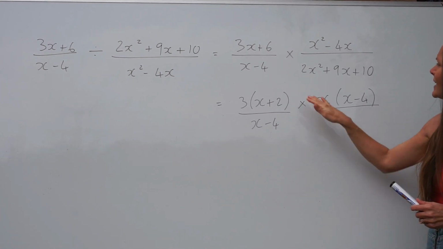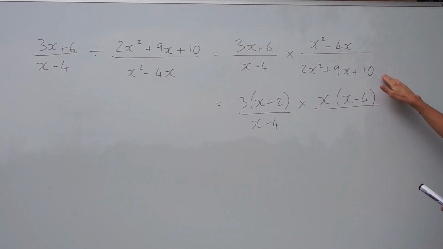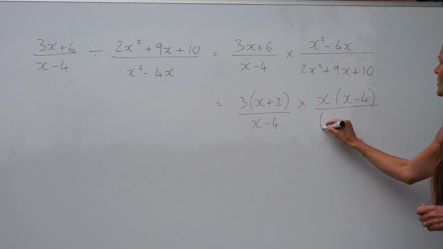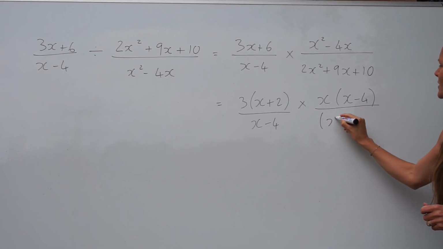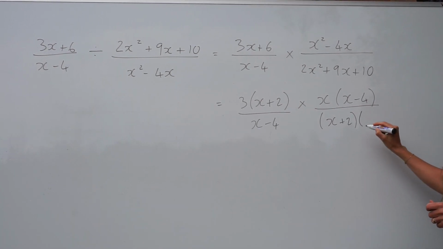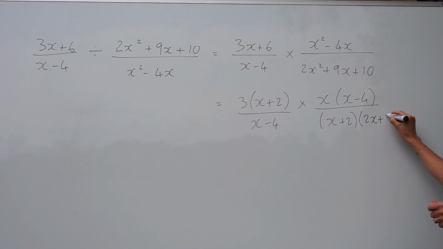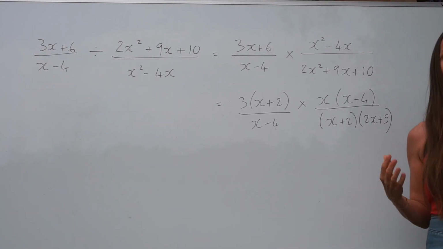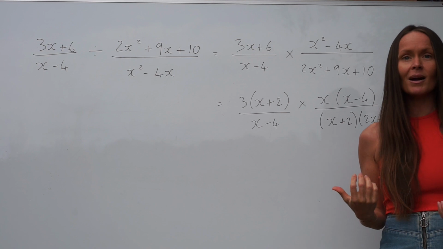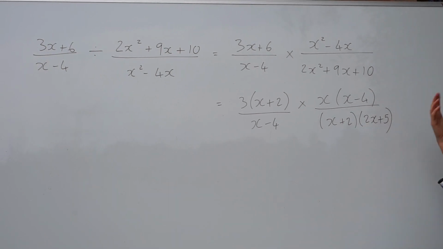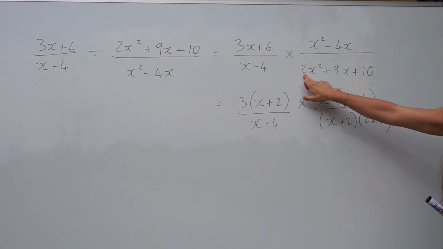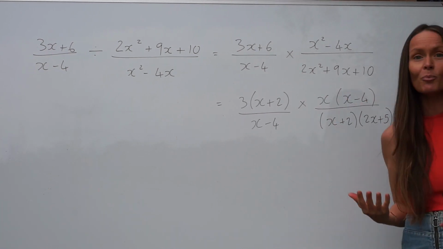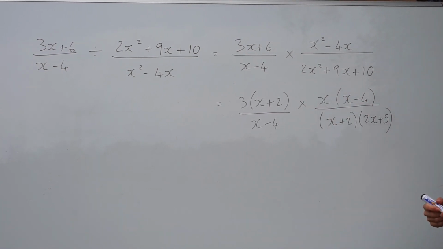And then finally, if I factorise this quadratic term here, I should get x plus 2, and then in the second bracket it's 2x plus 5. Again, if you need help with factorising, go and have a look at my other lessons, especially when you're factorising more difficult quadratics like this, when there's a number in front of the x squared. It might help you just to practice that before having a go at these questions.